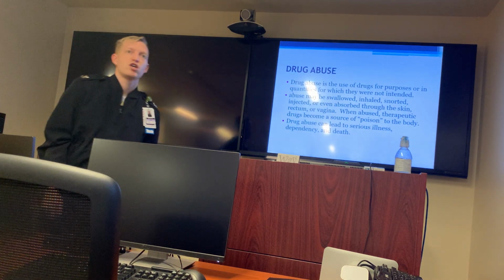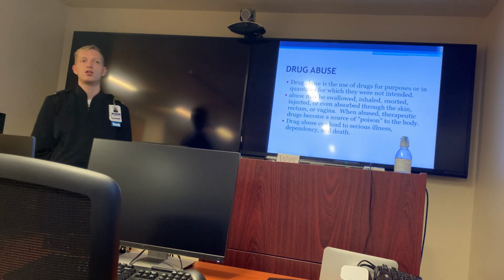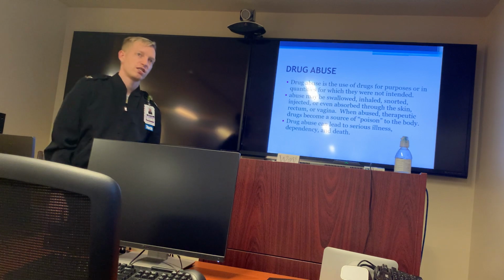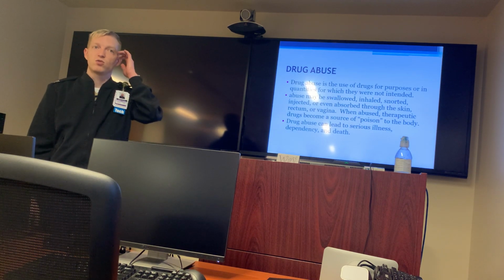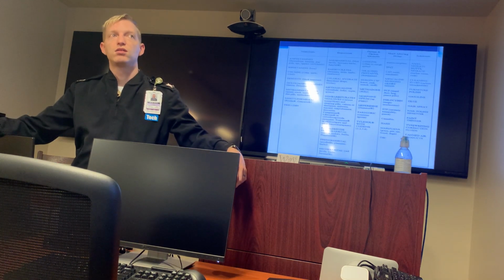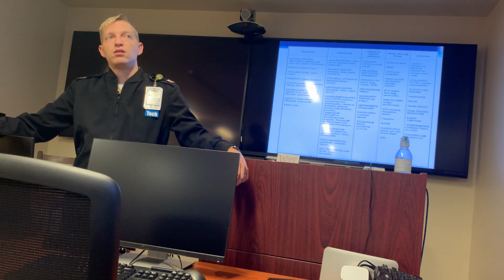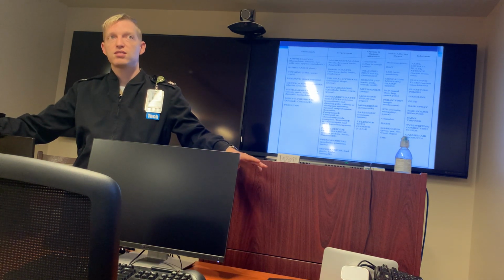Drug abuse. Drug abuse is the use of drugs for purpose or in quantities for which they were not intended. Abuse may be swallowed, inhaled, snorted, injected, or even absorbed through the skin, rectum, or vagina. When abused, therapeutic drugs become a source of poison to the body. Drug abuse can lead to serious illness, dependency, and death. So, this is important, actually, for many reasons, not only for your exam, but also just to know in real life. There are stimulants, depressants, opium and opium alkaloids, mind-altering drugs, and inhalants, right?